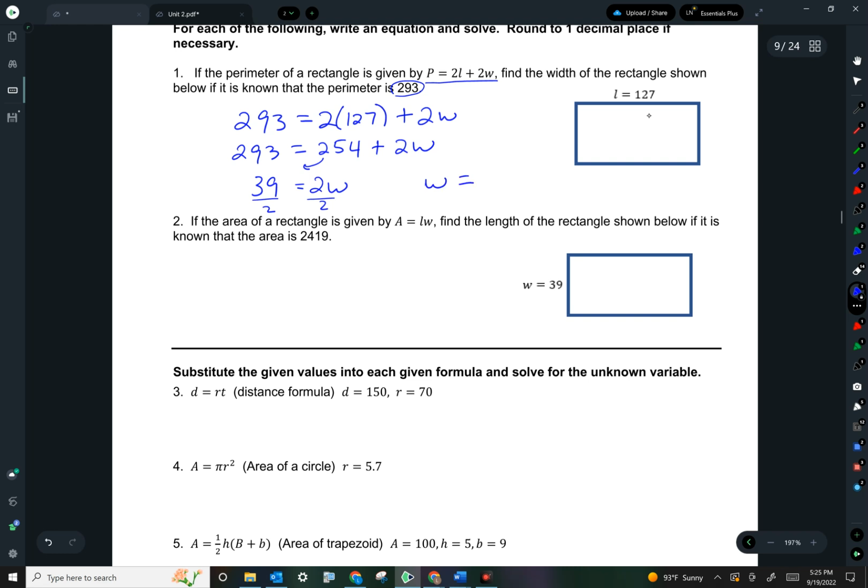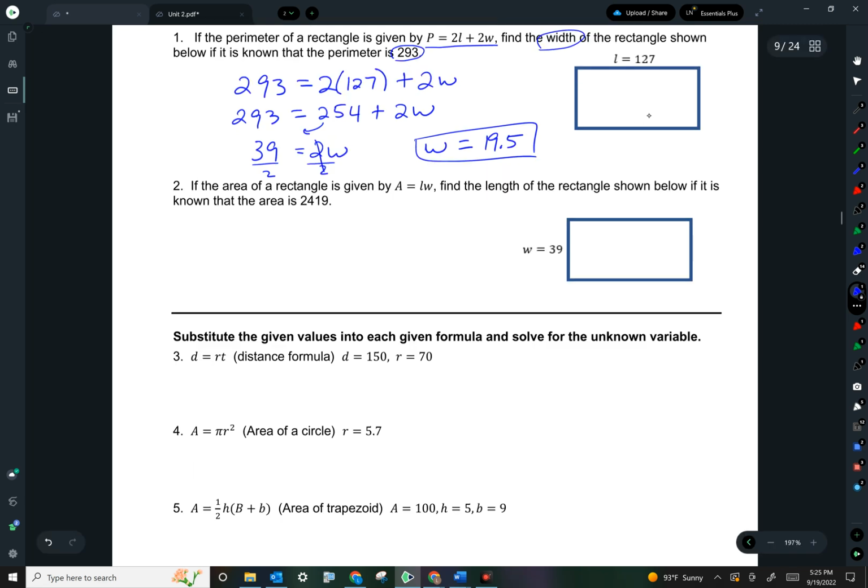So w equals, and it's fine to use your calculator on these for computations. So w is going to equal 19.5? You can always check my math on the calculator. So I found w, but have I answered the question? It says find the width of the rectangle. Okay, great. We answered the question.